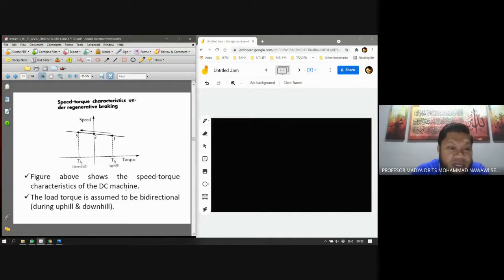Now we have the speed-torque characteristic under regenerative braking. This is the one that we discussed just now. We have torque and speed, and this is the motoring quadrant. This is a braking quadrant, and the load torque is assumed to be bidirectional. Why is it bidirectional? Because it can be positive and it can be negative. So you have a positive torque here and you have a negative torque here. So this is known as bidirectional torque, depending on the load.